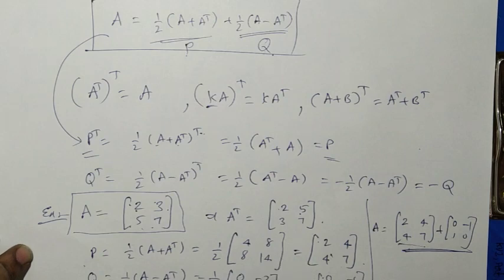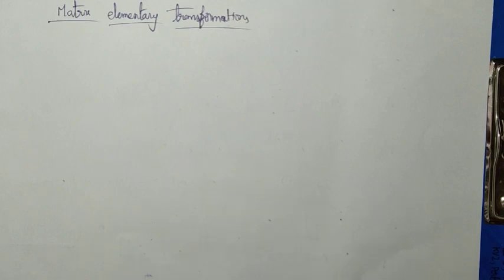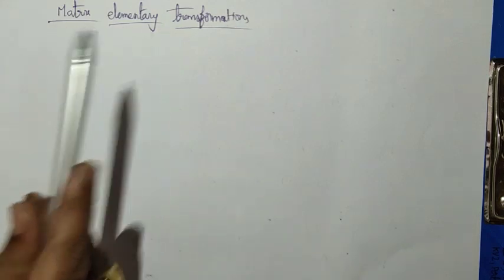Same way for a 3 by 3 matrix also you can do it. Every square matrix can be written as the sum of a symmetric and skew symmetric matrix. Hope you understand this one also. Thank you.